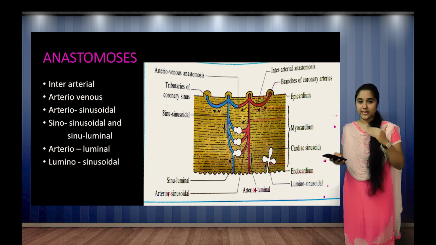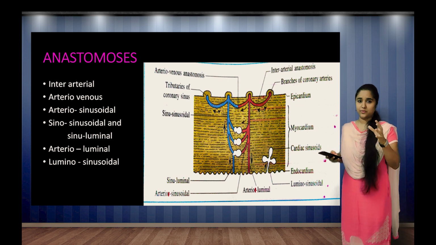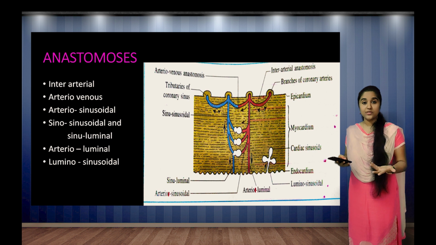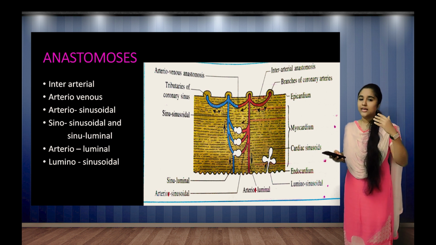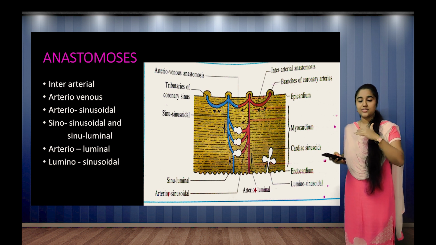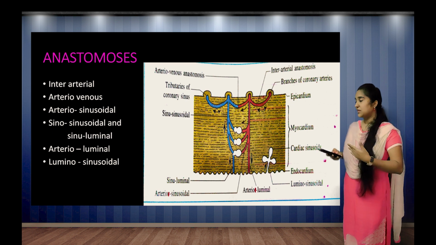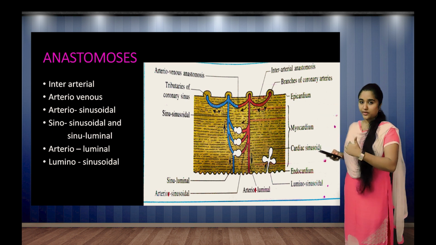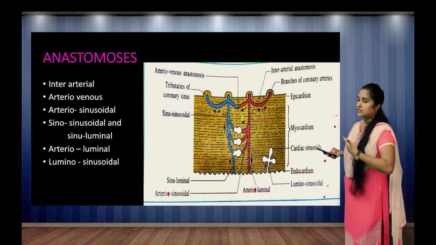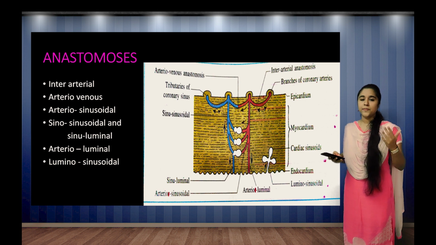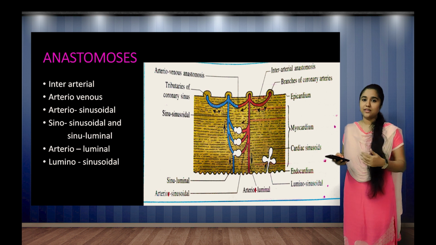Then you have got arteriosinusoidal anastomosis. That means the arteries break up into many sinusoids and anastomosis can occur. Then you have got sinusoidal anastomosis, and sinoluminal: sinusoidal between the vein and the sinusoids, as well as the sinusoids and the lumen. Then you have arterioluminal, that means between the arteries and the lumen. Then the last one is luminosinusoidal. Luminosinusoidal is a vestigial type of anastomosis. It is not seen in man. That means from the lumen, the anastomosis can occur towards the sinusoids to supply the myocardium.